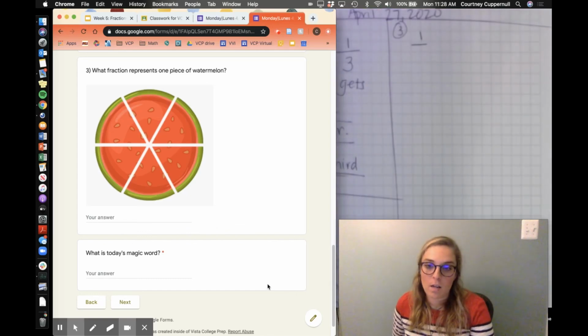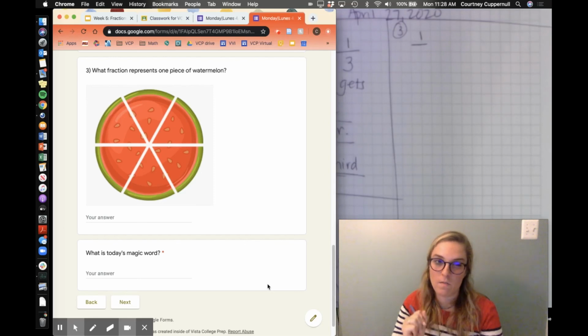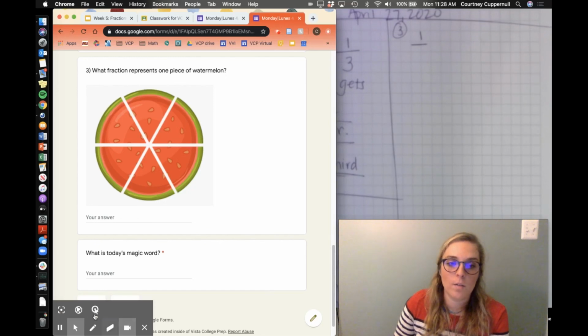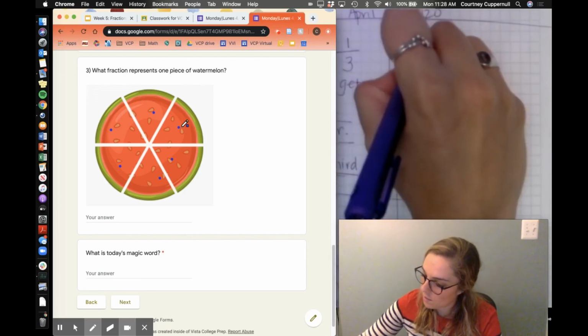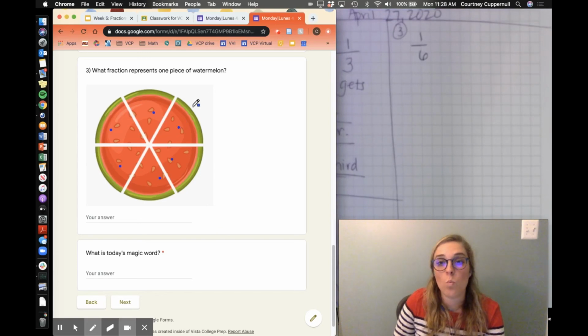Now I need to think to myself, okay, how many equal pieces of watermelon make up one whole watermelon? So I'm going to count 1, 2, 3, 4, 5, 6. So each piece is 1/6.